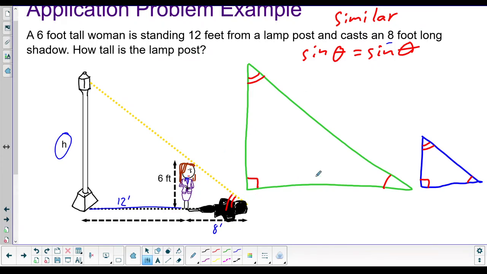So for the woman's triangle, this side is 6 feet tall, because she's 6 feet tall. Her shadow is 8 feet long.